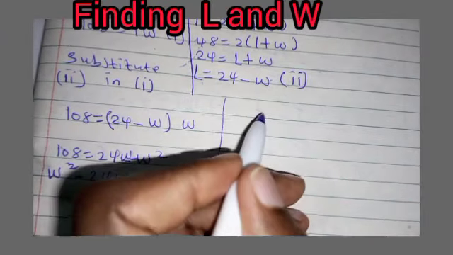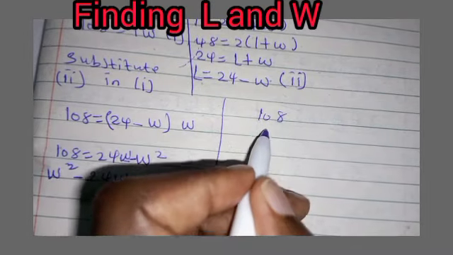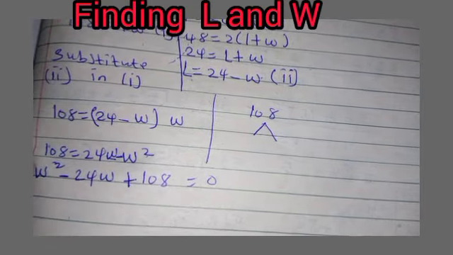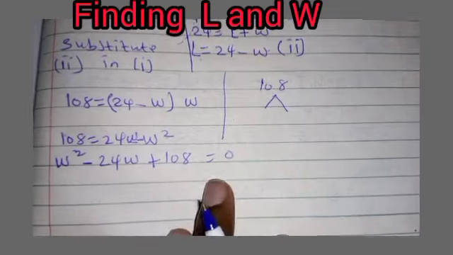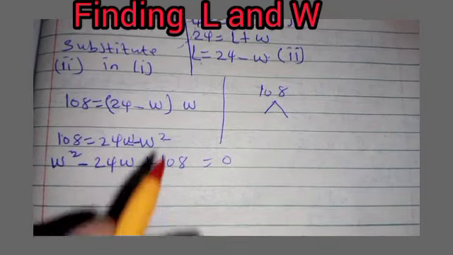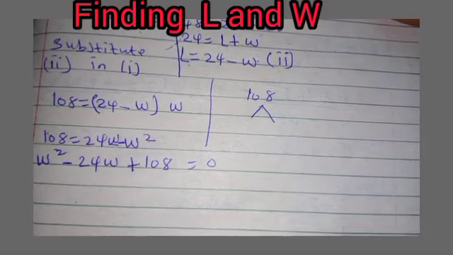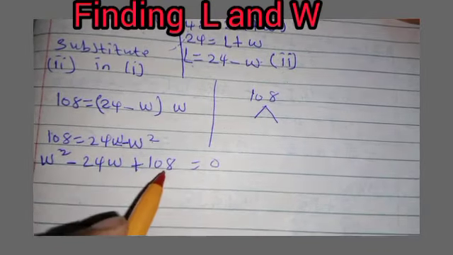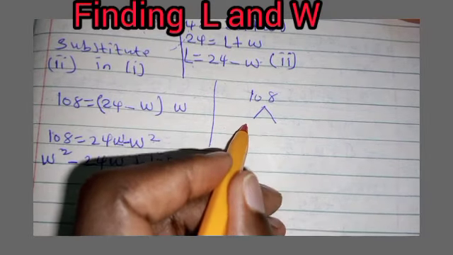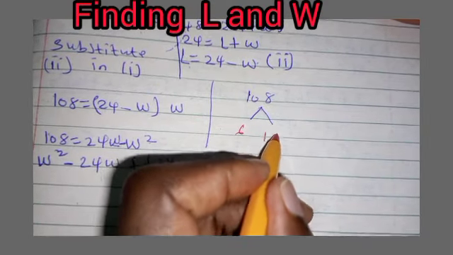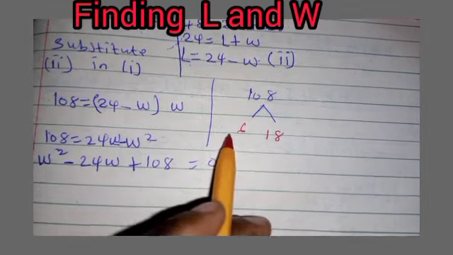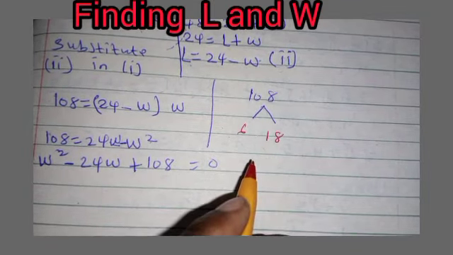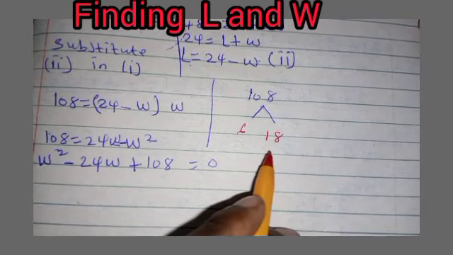So you are going to get factors of 108. So this is a quadratic equation. We come up with two values, which when you multiply, you get 108. So we have 6 and 18. So 6 times 18 will give you 108. Now, when we add 6 plus 18, we will give you 24.